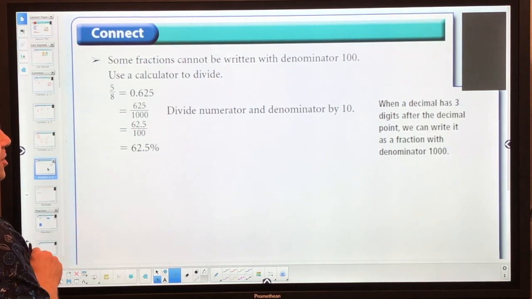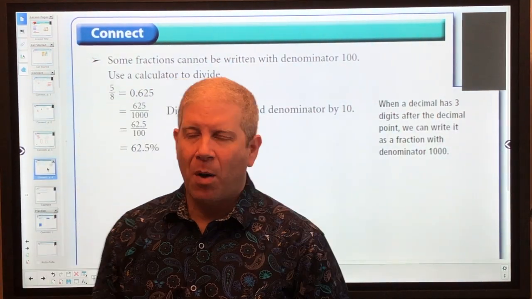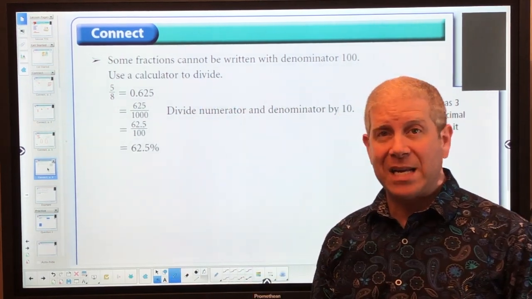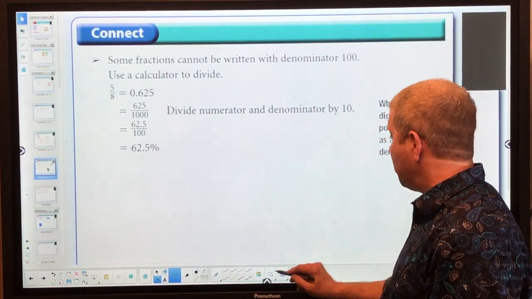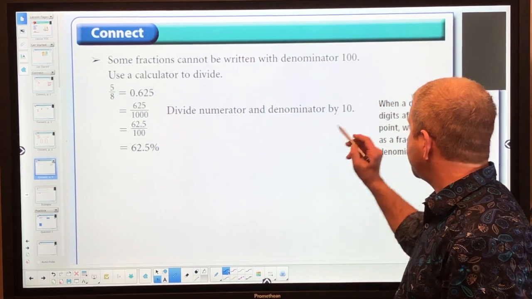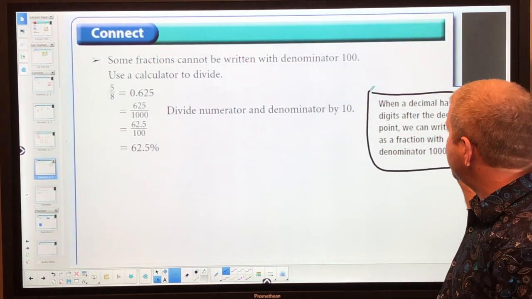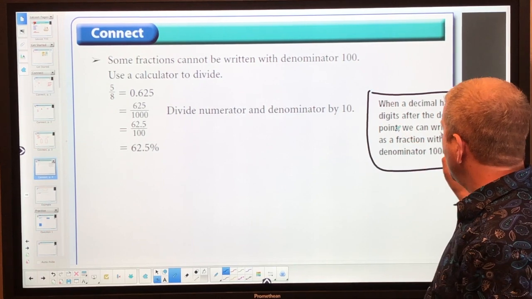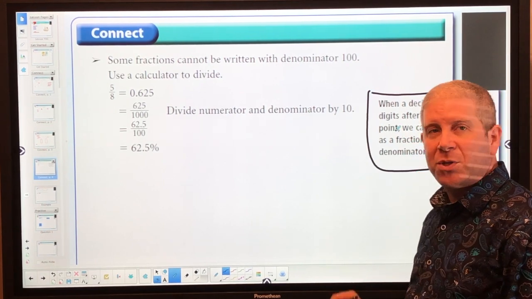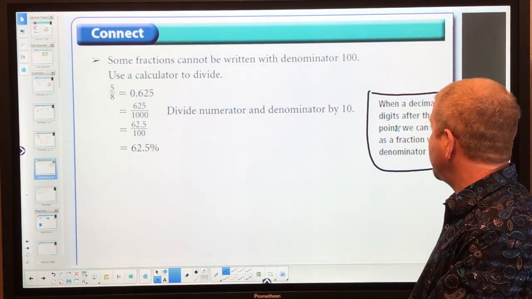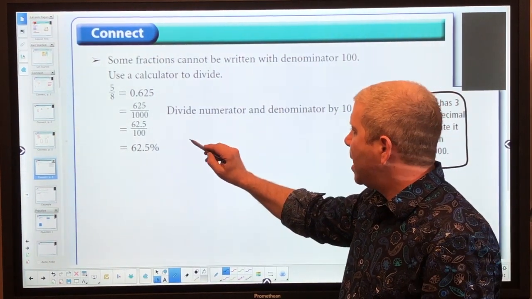Let's go to the next section here. Here's where things get a little complicated. We've got to get comfortable with decimals. And here's one major tip for us to get started. When you have a decimal that has 3 digits after the decimal point, we can write it as a fraction with denominator 1,000.